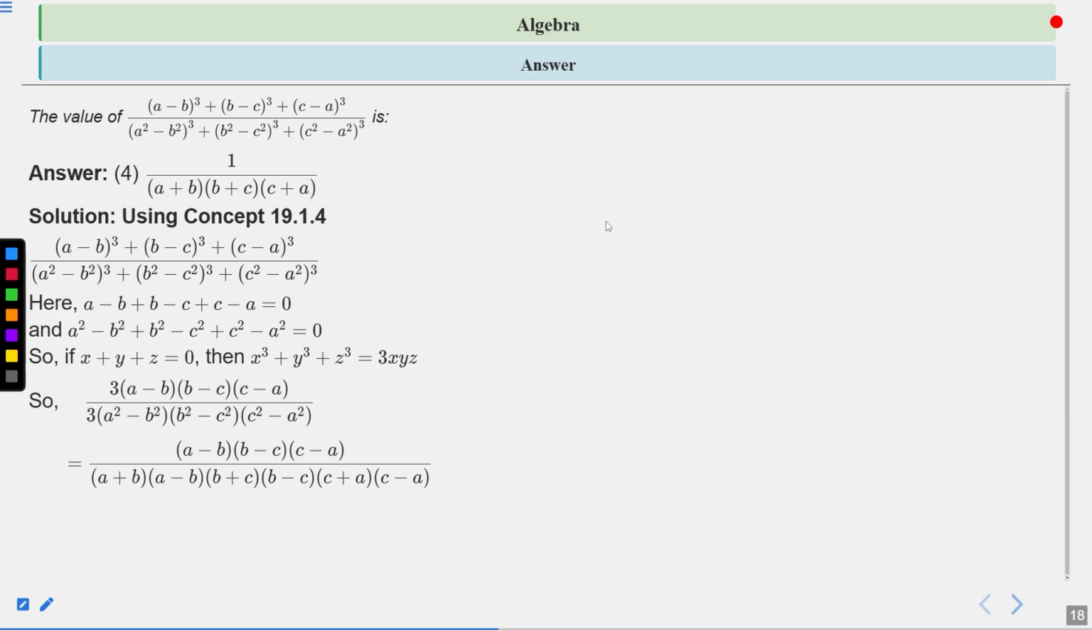When we simplify it, we get (a − b)(b − c)(c − a) in the numerator, and in the denominator we get (a + b)(a − b), the same way (b + c)(b − c) and (c + a)(c − a). Now in the numerator part, (a − b), (b − c) and (c − a) will cancel out. What remains is 1 upon (a + b)(b + c)(c + a). So the fourth one is the correct answer of this question. Next one.